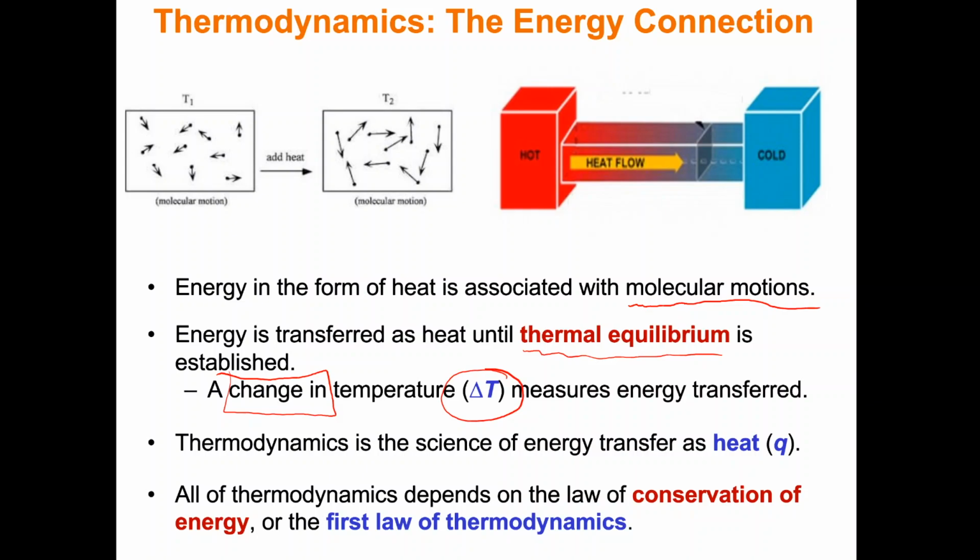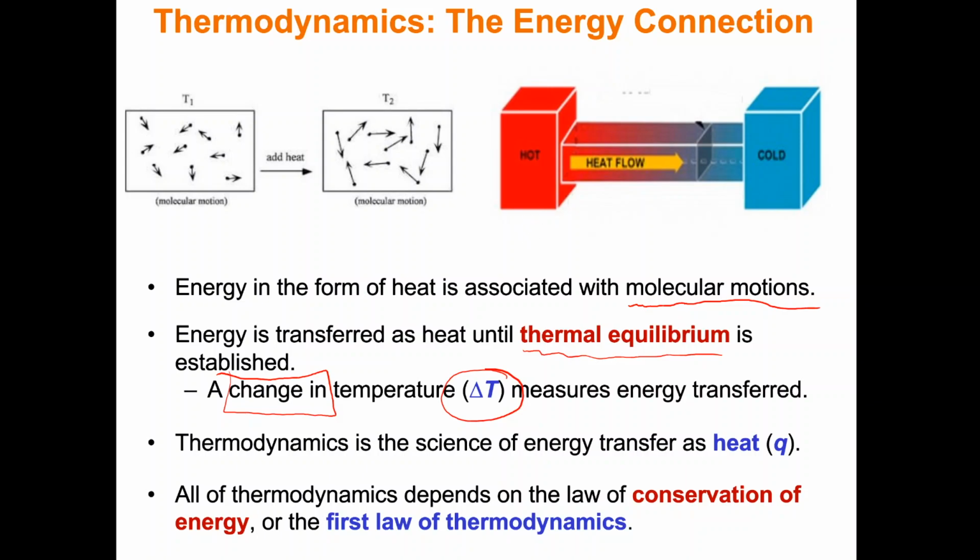Okay, but just know that the delta means a change in. So change in temperature, in other words, a delta T, measures energy transfer. And up here at the top, I have sort of two bodies connected with a third body. So maybe this is like two pieces of metal, two blocks of metal connected by a third block of metal, something like that.